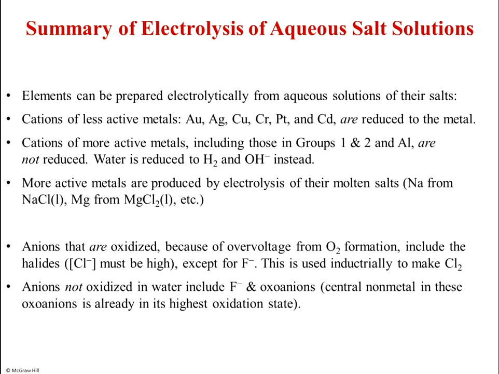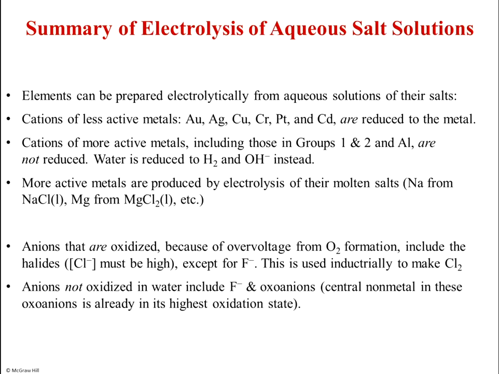So to summarize, what we get when we do electrolysis of aqueous salt solutions, some elements can be prepared electrolytically from aqueous solutions of their salts, and that would be cations of the less active metals like silver, gold, copper, chromium, platinum, and cadmium. They're reduced to the metal. The cations of the more active metals like sodium, but the other group 1 and 2 metals as well, and aluminum, you can't produce those metals from aqueous salt solutions. The water is preferentially reduced to hydrogen, and you get hydroxide instead.